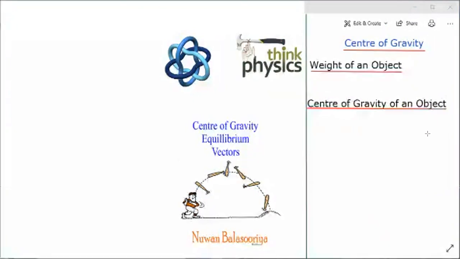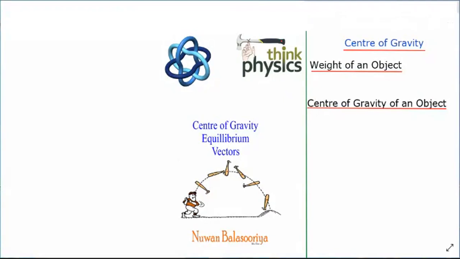There is a certain point on each object. Actually, the term should be at. There is a certain point at each object through which the gravitation attraction force travels through.